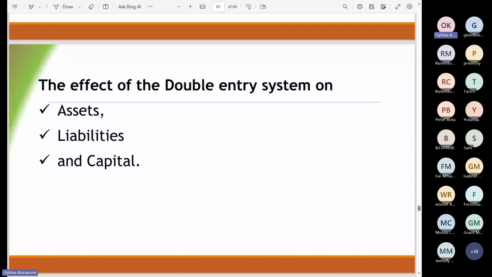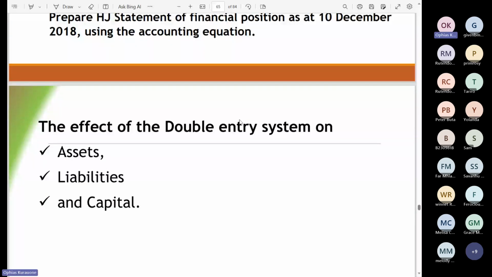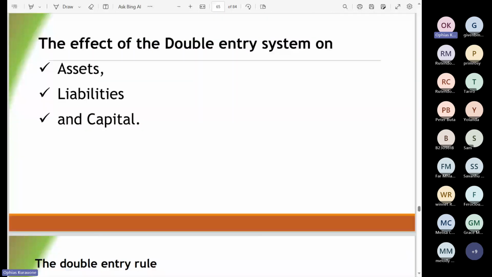Let's go on. Let's finish this last session. We want to look at the effect of the double entry system, like what we have previously discussed, that we've got assets, liabilities, and capital. Then let's first look at the double entry rules.